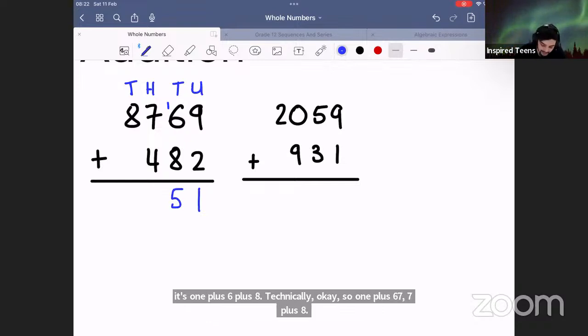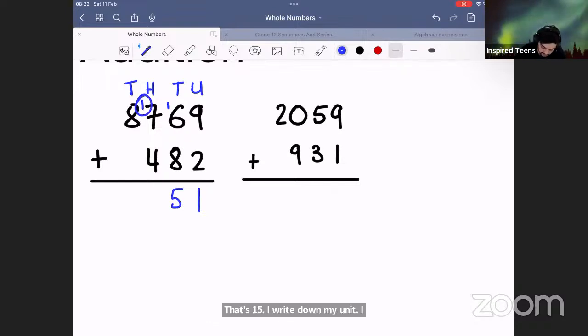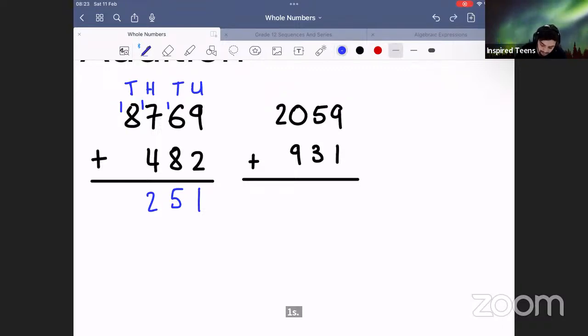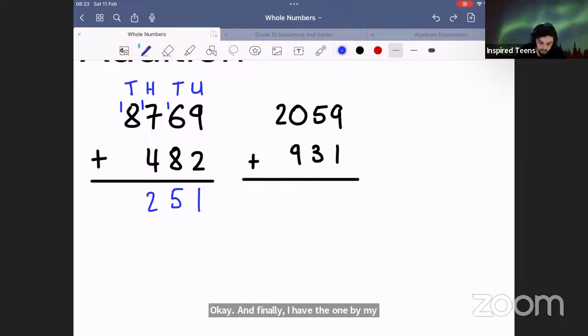I write down my unit. I carry my 10. So basically, this is like 15, but I only write one value, the unit. And then I add again. So I don't just have 7 now. I have 7 plus 1, which is 8. 8 plus 4 is 12. I carry the 1. I write down the unit, carry the 10. And finally, I have the 1 by my thousands column. So what I do is 8 plus 1, which is 9.